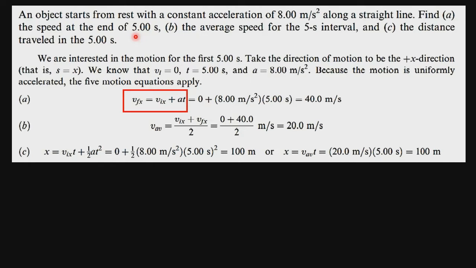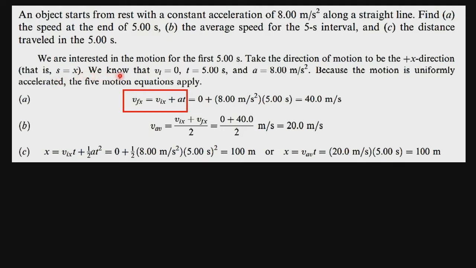So definitely we are now given the time. Letter B, the average speed for the 5-second interval, and letter C, the distance traveled in the 5 seconds. So we are interested in the motion for the first 5 seconds. Here, take the direction of the motion to be positive this time. We are traveling in an x direction, because remember, this is a vector quantity, so we have to consider the direction, assuming that our direction is in the direction of positive x. That is why our s here, or the distance, is equal to x.